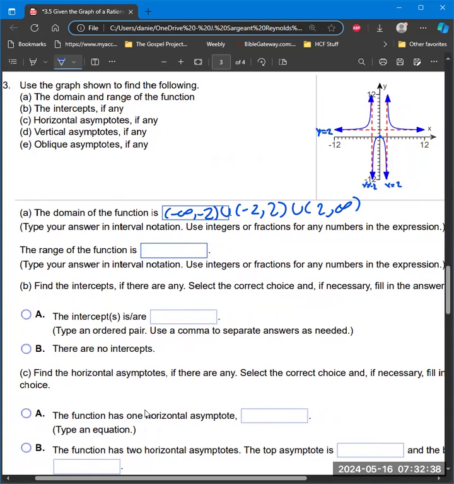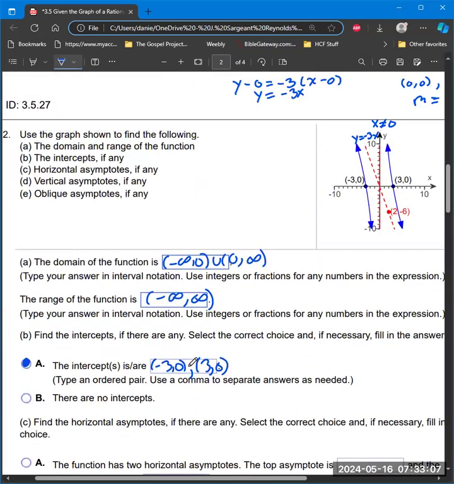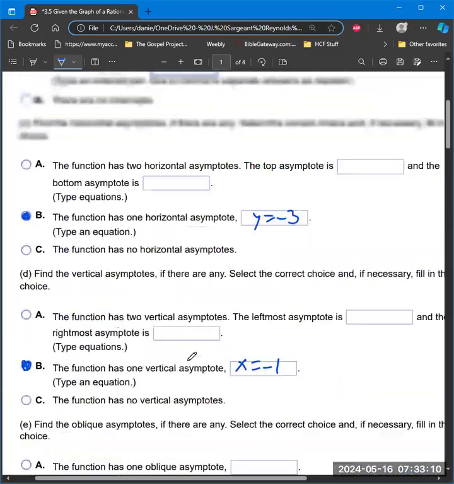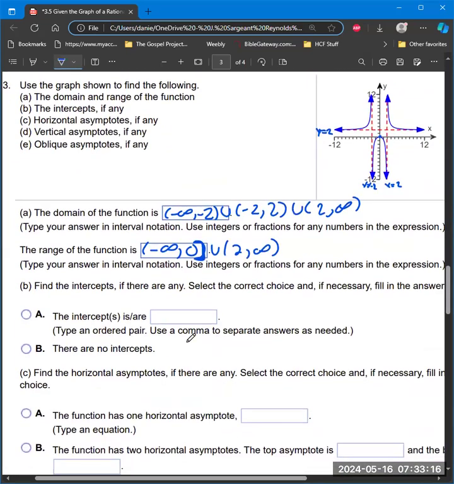The range, there's no values between 0 and 2 there. So it's -infinity to 0, union 2 to infinity. And 0 is included, and 2 is not included. Okay. And intercepts are 0, 0.